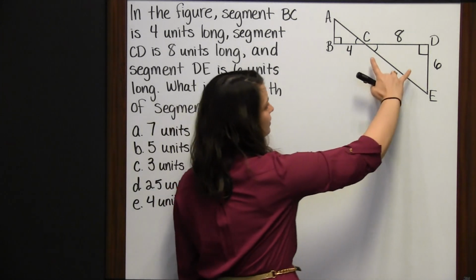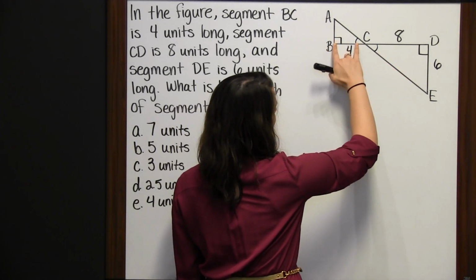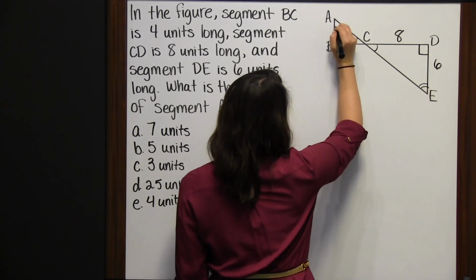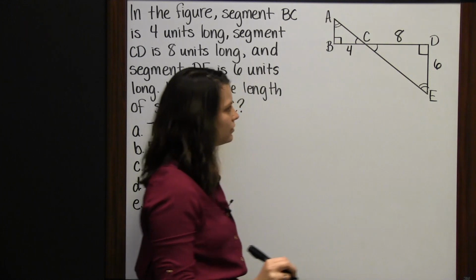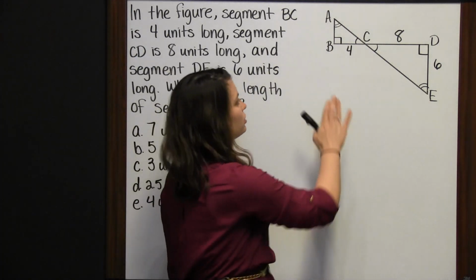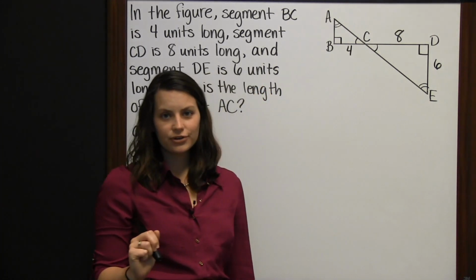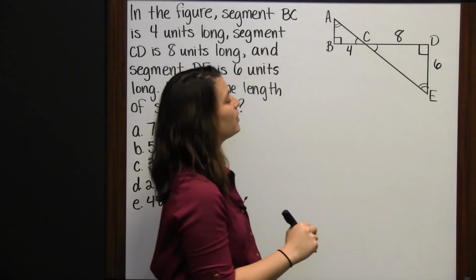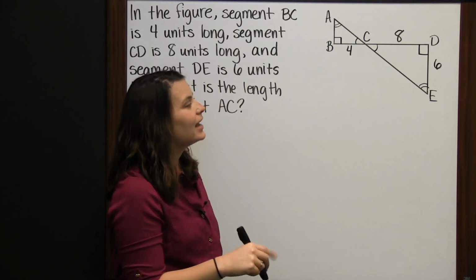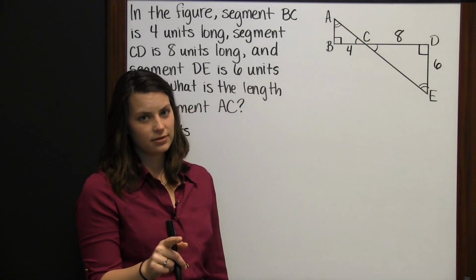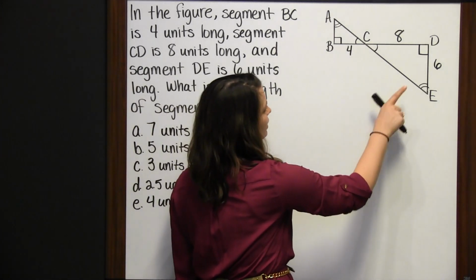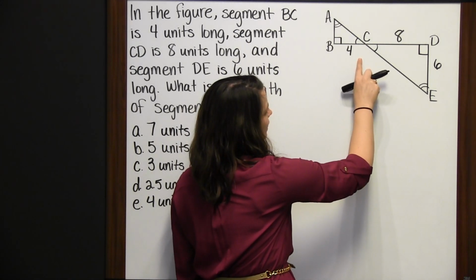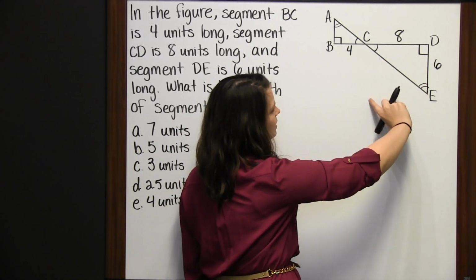And since 2 angles of this triangle are congruent to 2 angles of the other triangle, that means that the third angles, angle E and angle A, are congruent to each other. Therefore, these 2 triangles are similar to each other because all 3 of their corresponding angles are congruent to each other. And since these triangles are similar, that means that their corresponding sides are proportional. You see that segment BC is half of segment CD. 4 is half of 8.